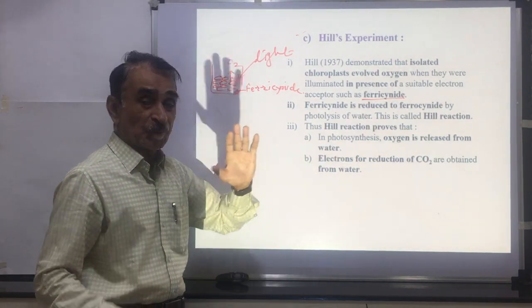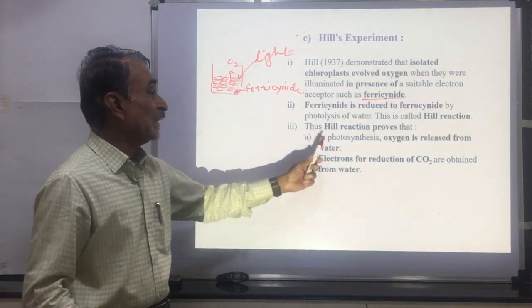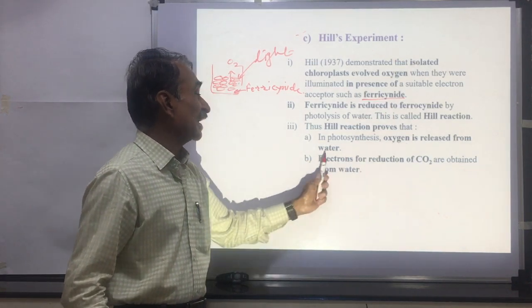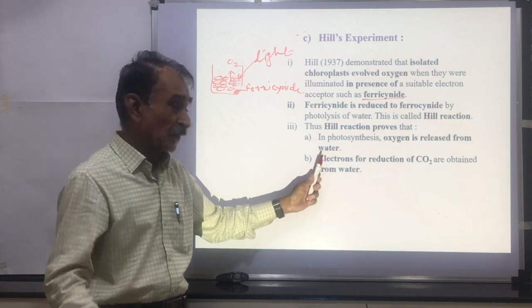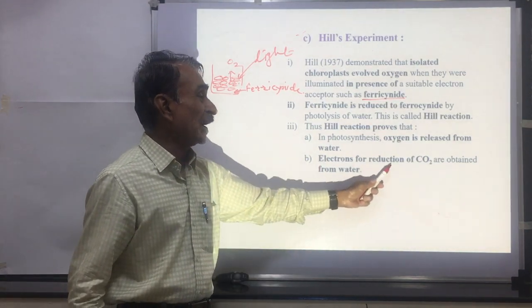Thus, what does the Hill reaction prove? In photosynthesis, oxygen is released from water, not from CO2. Electrons are provided for reduction of CO2.